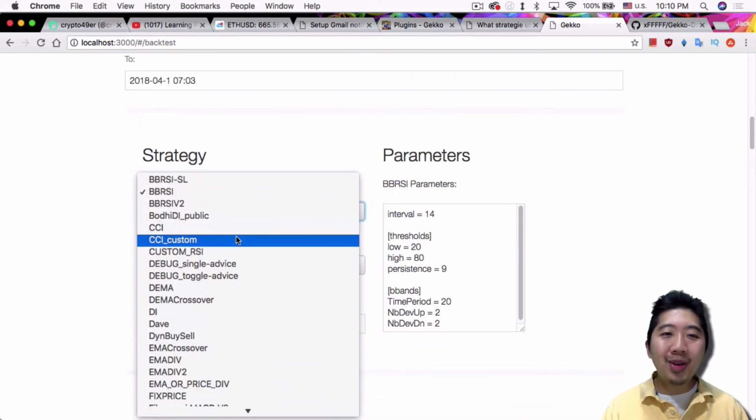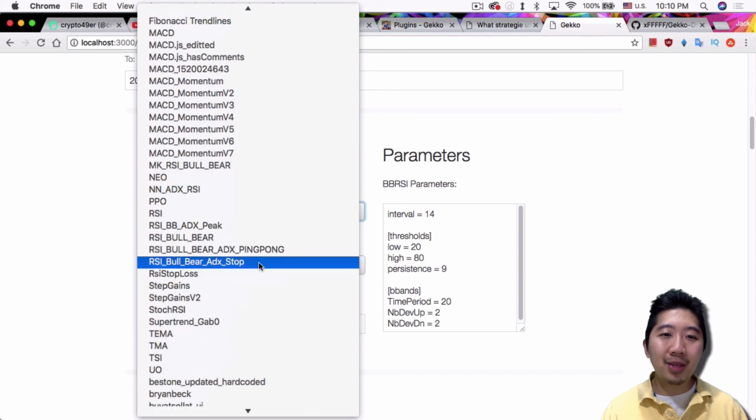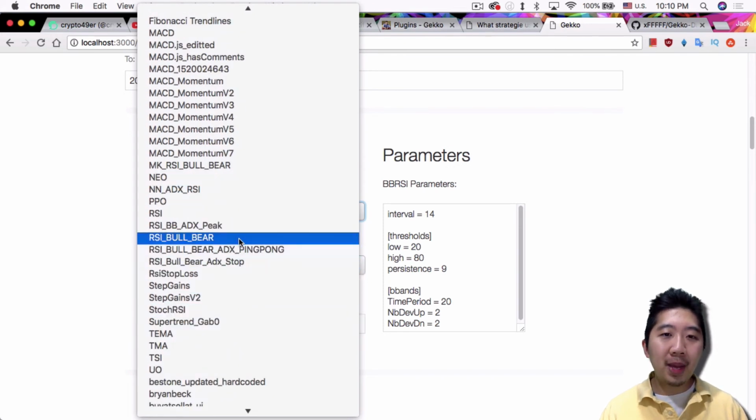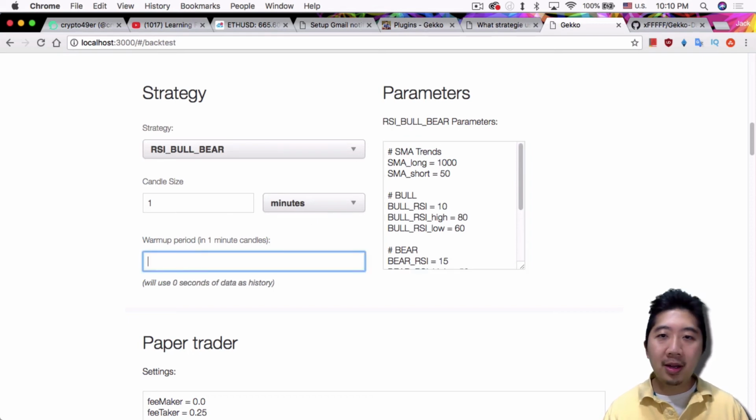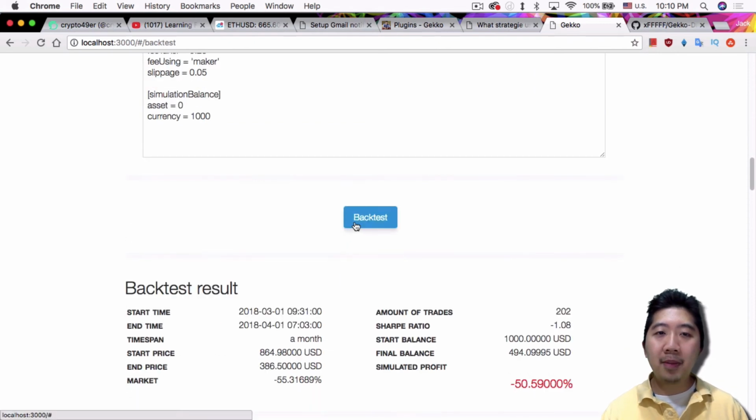But then pretty much all the other strategies that were really popular. The other one that is really popular is the RSI Bull Bear. And again, I don't really know what the proper settings are for RSI Bull Bear. I haven't really looked into it. So I'm just going to go by the long, which is 1,000. So you would need that many for the long, for the warm-up period. So set that, and then we'll backtest it.